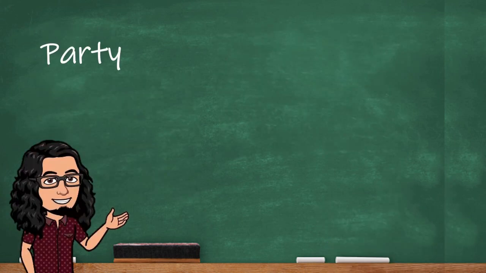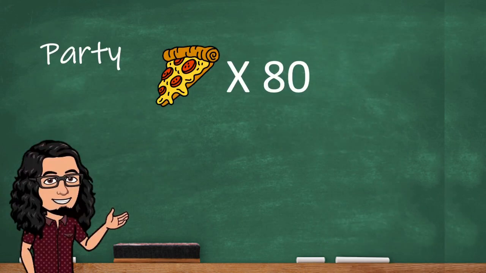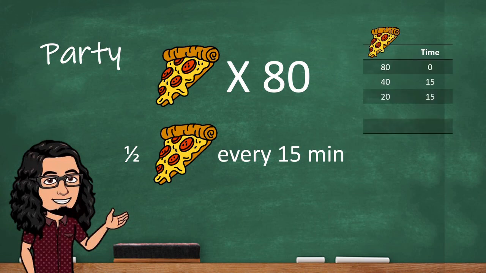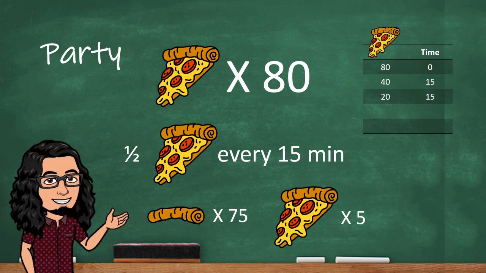Imagine that you are in a party and there are 80 slices of pizza, but you and your friends can only eat half of the slices every 15 minutes. So, the first 15 minutes go by and there are now 40 slices. Another 15 minutes, you eat half of them, leaving only 20. Let's say that you lose track of time and the amount of pizza that has been eaten. Fortunately, neither you or your friends like the crust, and you can count them to find 75 pizza crusts. And just to make sure, you also find 5 slices remaining.